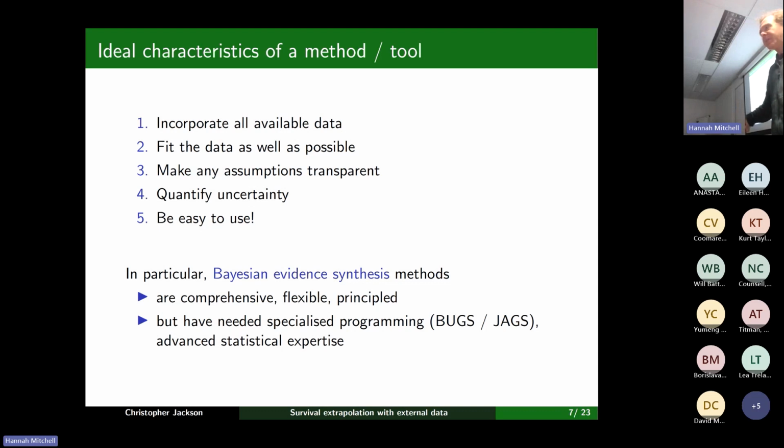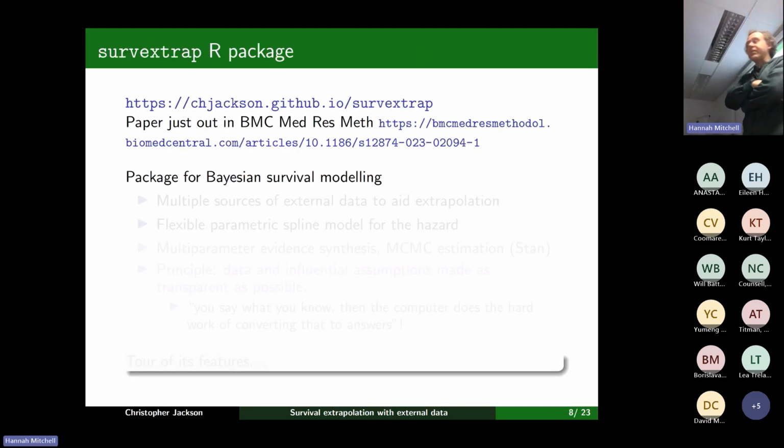So the challenge I set myself with this work is to build an easily usable tool that implements this method in as straightforward and transparent a way as possible. And in the rest of the talk, I'll explain what I came up with. This is a package called survextrap. There's a GitHub site where you can learn about this. And good news, the paper was just published last week in BMC Medical Research Methodology. All of the details are in there, and I'll do my best to make it clear what this package does and how it works in the rest of this talk.